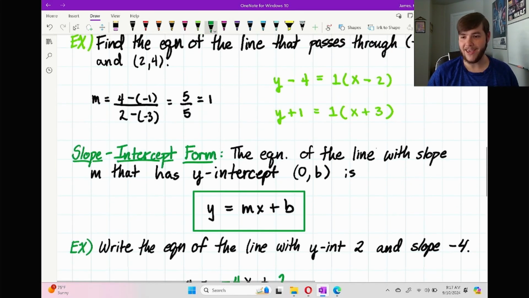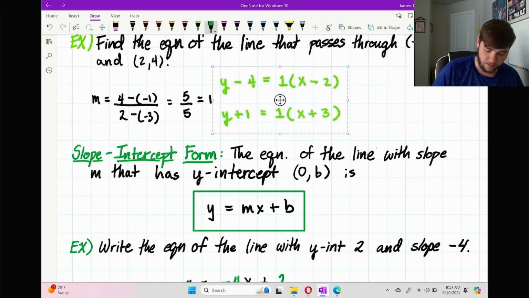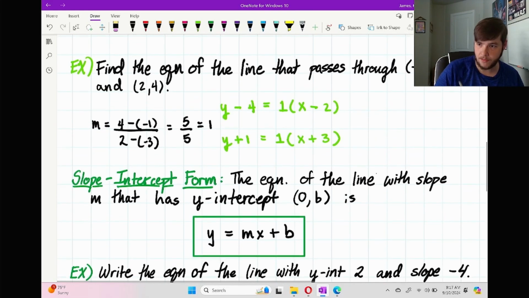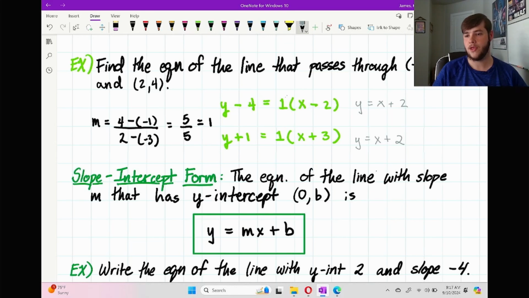Notice that I can convert between slope-intercept and point-slope form pretty easily by just solving for y. If I do that with the problem above, and let me move my annoying head out of the way, I distribute my 1 and then add 4 over and get y equals x. I'll have minus 2 plus 4 is plus 2. Down here, I'll have x plus 3, but I'll subtract 1 over and get y equals x plus 2. So those are the same line, and it's easier to see once I write it in slope-intercept form.